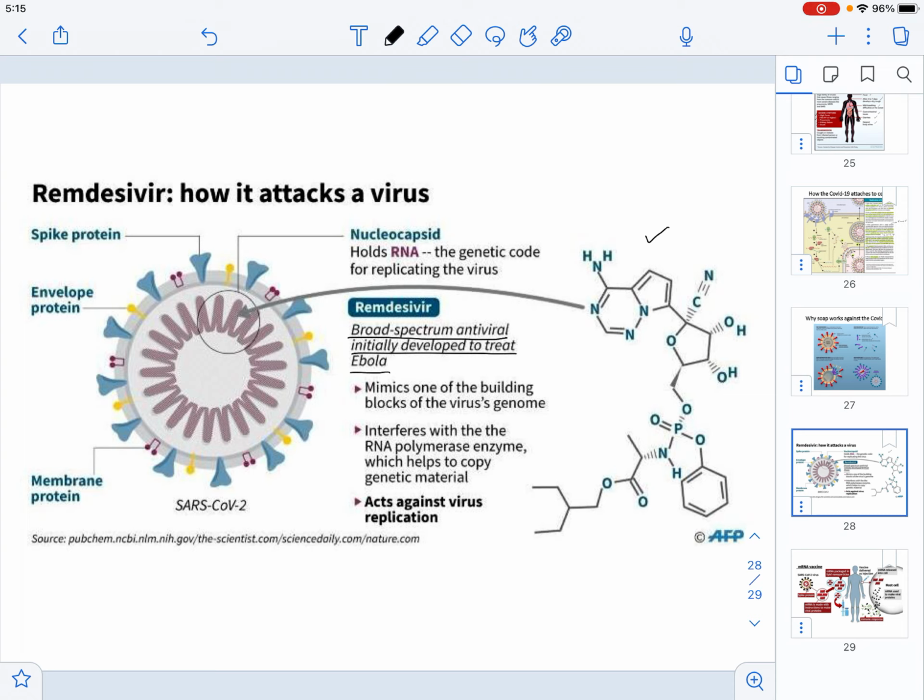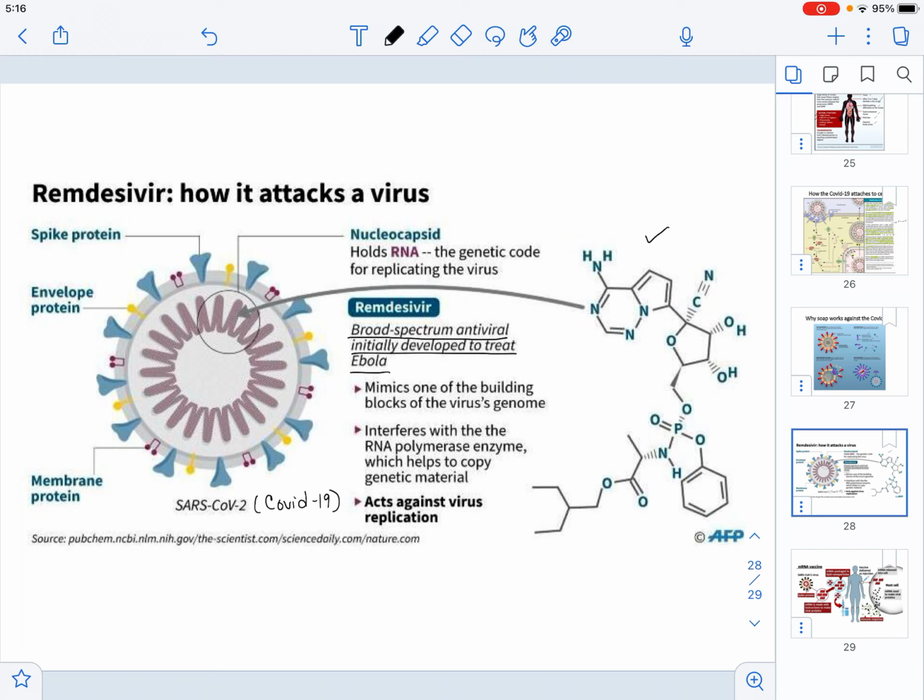So it can interfere with that RNA polymerase enzyme, which, as we saw previously, replicates the genetic material from the virus. So overall, since it is interfering with the RNA polymerase enzyme, it can act against the virus replication. Okay, so in this example specifically, as you can see, COVID-19 is also known as SARS-CoV-2. So understand that this is also talking about COVID-19.